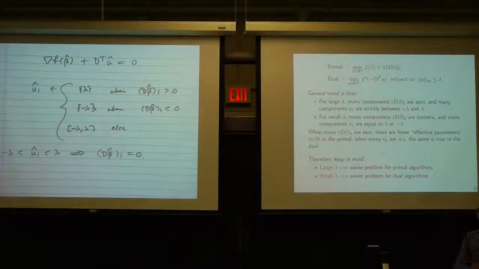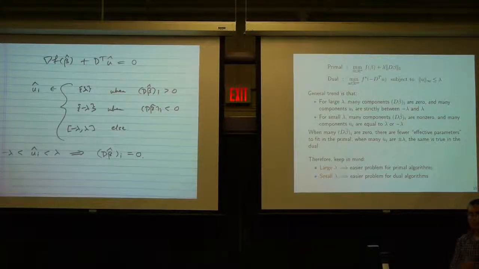So what's the trend? The trend is that for large values of lambda, many components of d beta hat are 0, but many components of u hat are strictly between minus lambda and lambda. And for small values of lambda, many values of d beta hat are non-zero, but many values of u are equal to minus lambda and lambda exactly.